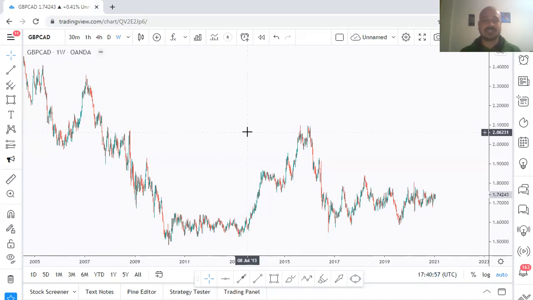And as you all know, this style can be applied on any instrument, whether it's a stock, commodity, index, crypto, or even forex, as you can see. So hopefully the next time I'll try to analyze a stock or even an index. But for now, let's stick to GBP CAD.